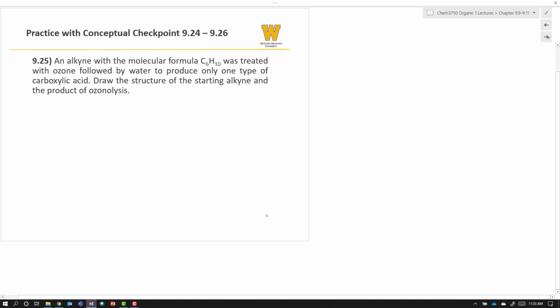So continuing with our practice, because I think the best way to learn is through practice problems. And these are just your practice with conceptual checkpoints from your textbook. So let's take a look at this. Take a moment to read it.